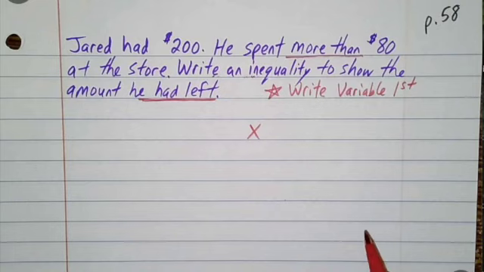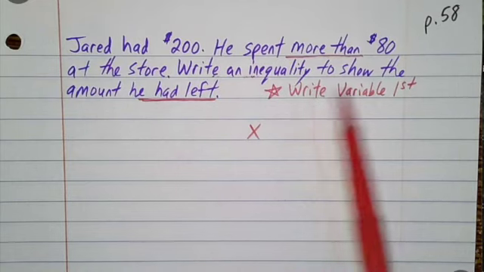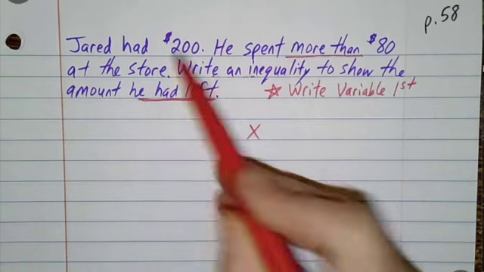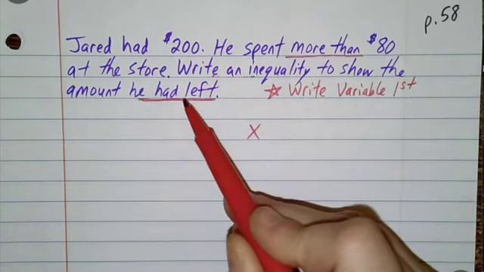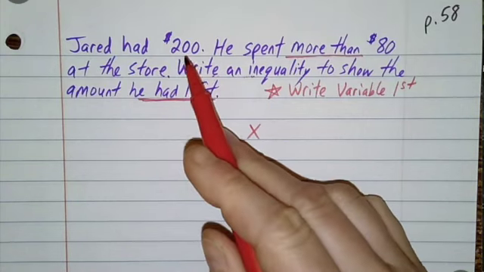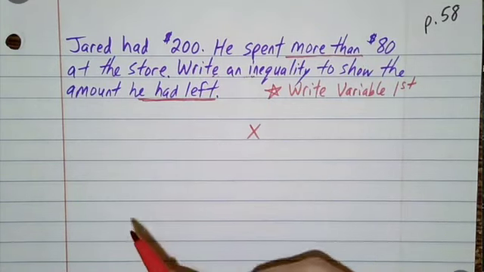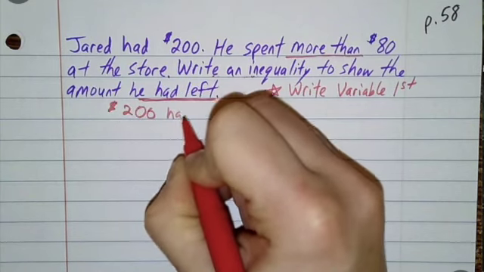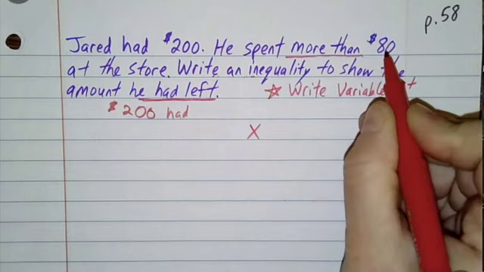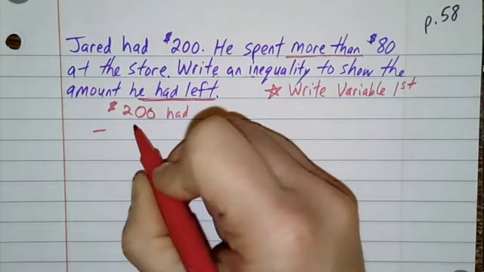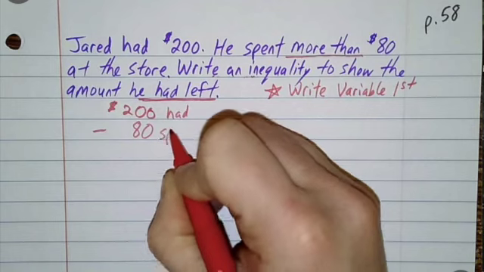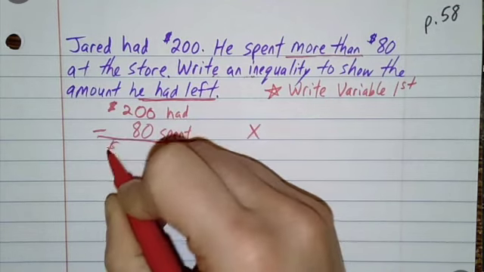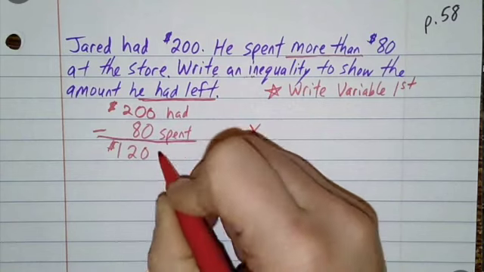So there's a little bit of work here. They're asking, write an inequality to show what he had left. Well, he had 200 to start. And if he spends more than 80, what is he left with? Let's just think, if he had 200 and spent exactly 80, what would he be left with? If you spend money, then you're losing it. So if you subtract the 80 that he spent, we would be left with exactly 120.